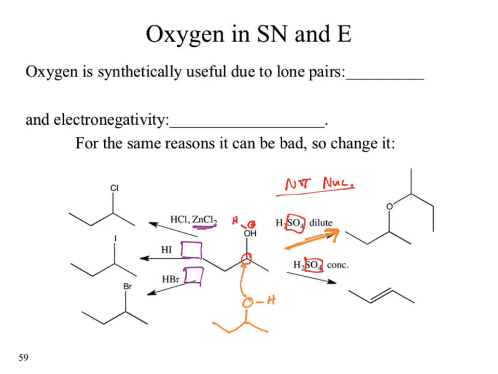Why does this have to be under dilute conditions? What happens if the sulfuric acid is concentrated? All of those oxygens get protonated. If every single oxygen is protonated, do we have a nucleophile? No, because it would be positively charged. So we have to run under dilute conditions, just enough to protonate so we have a good leaving group, so that the remaining alcohol can act as a nucleophile to attack.